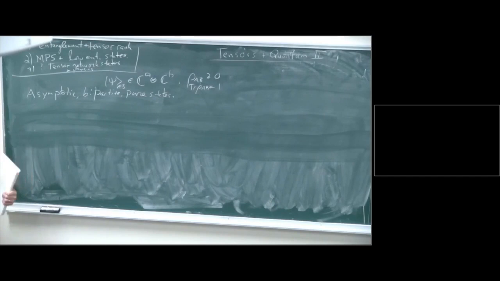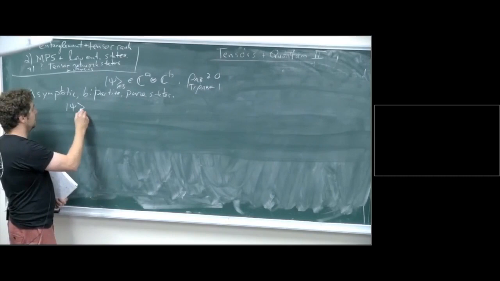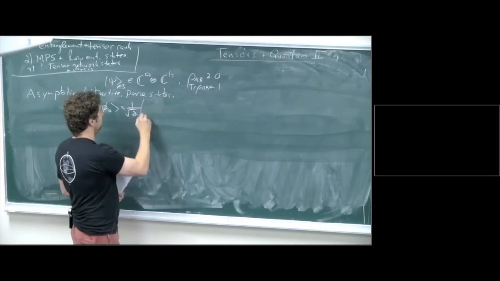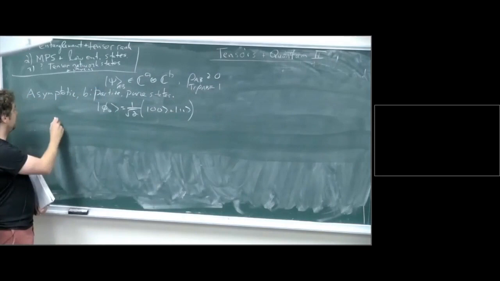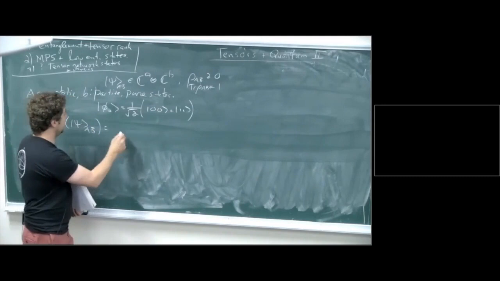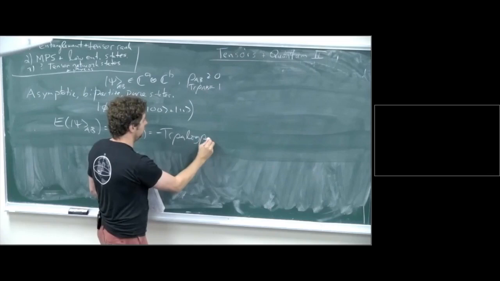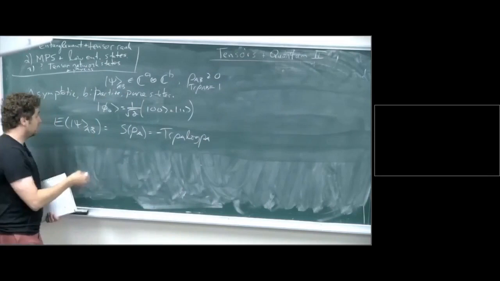The answer is, well, the units of entanglement in that case are EPR pairs. And the answer to how entangled is a state psi is that it's the entropy of the reduced density matrix on one of the sides, which is minus trace of rho log rho.